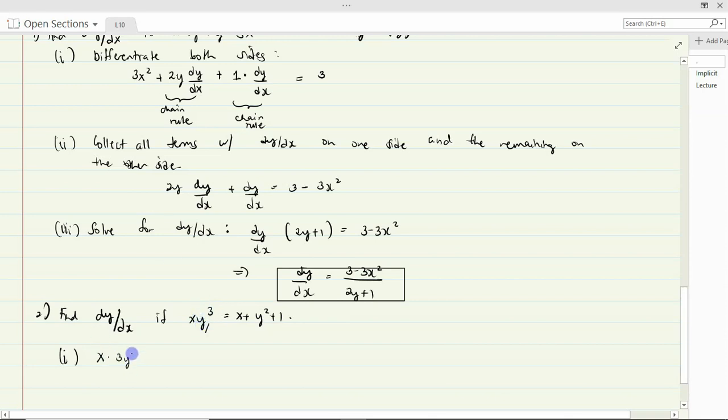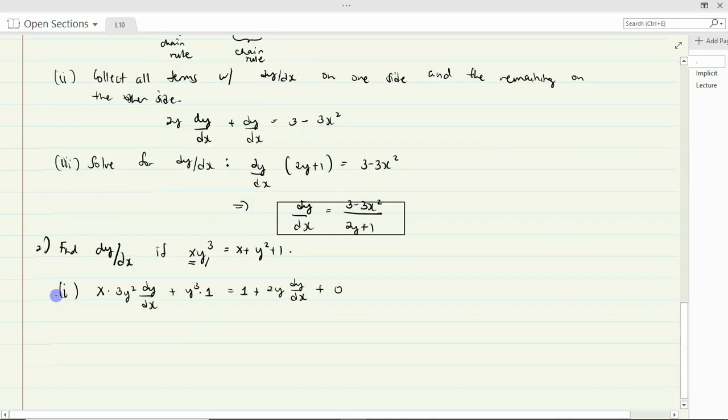You have 3y squared times, dahil involving y ito, chain rule, you still multiply dy dx sa dulo. Plus, this time you copy y cube and then you differentiate x. Anong derivative ni x? It's 1. So, done ka na sa kaliwa. Sa kanan tayo. Anong derivative ni x? That's 1. Plus, derivative ni y squared, it's 2y. Dahil involving y, you multiply dy dx sa dulo. Plus, anong derivative ni 1? It's 0. You're done.